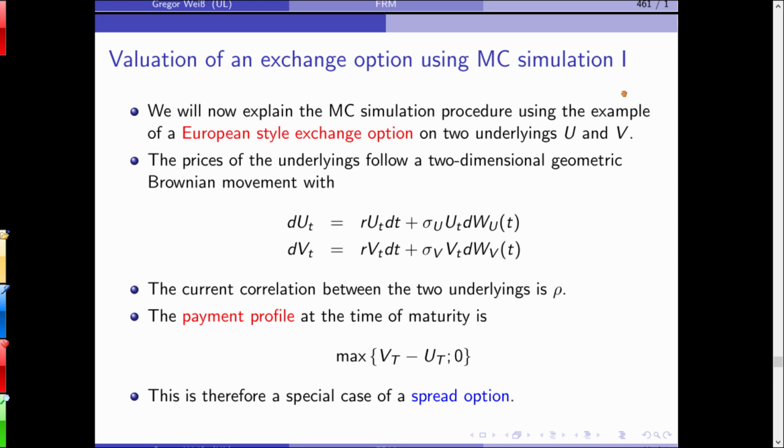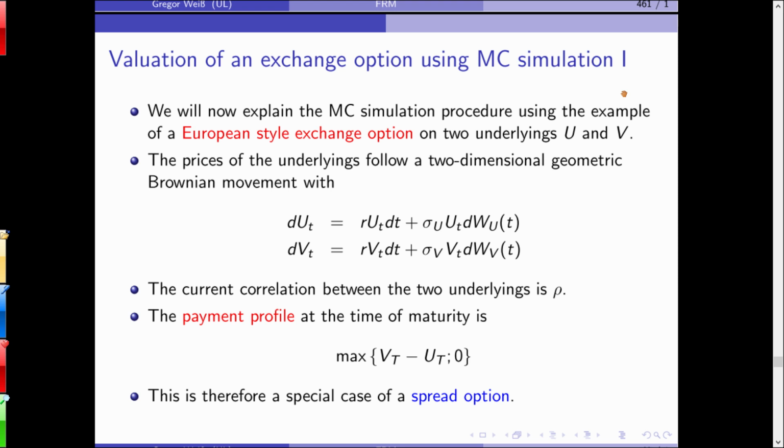And we'll now take a European-style exchange option. An exchange option is defined on 2 underlyings, u and v. We'll assume a geometric Brownian motion, actually a 2-dimensional geometric Brownian motion for u and v. We could have also used 2 geometric Brownian motions that are independent, but we are now including a 2-dimensional one that is simply a geometric Brownian motion that is linked to another one with a correlation of rho.